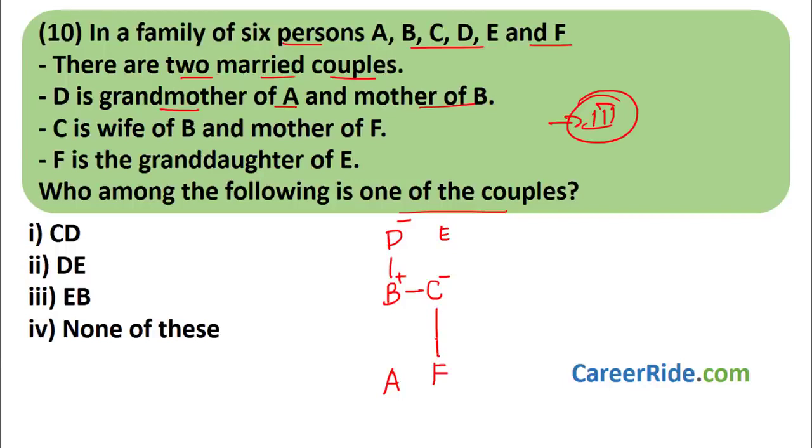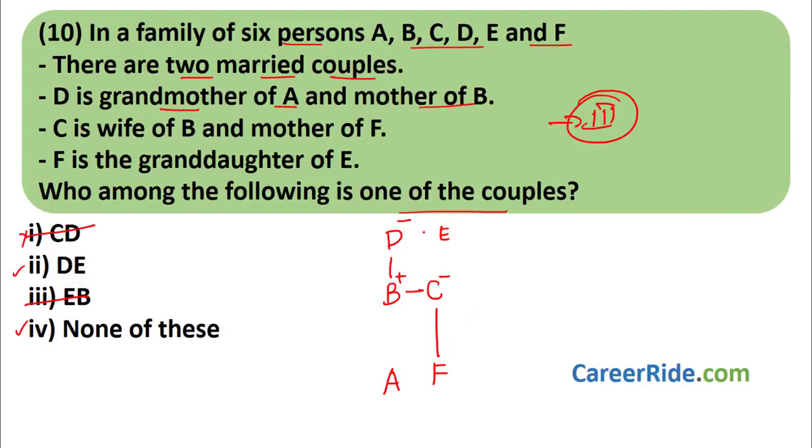Who among the following is one of the couples? Now over here, what have they given? C and B are husband and wife. So any option which includes C and B not together gets cancelled. Here C and D is given. C is coupled with B, so this cannot be our answer. Here B and E is given, not the answer. So we have to check whether it is this or none of these. Now here they have given that D is grandmother of A and F is granddaughter of E.